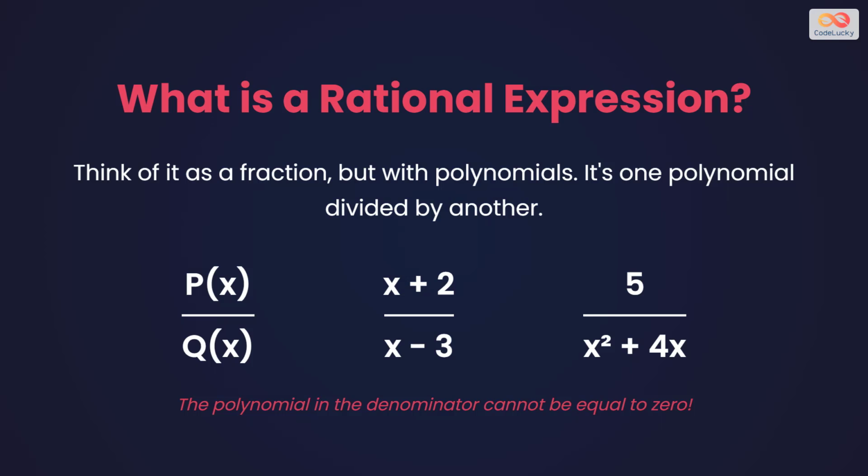First, what is a rational expression? You can simply think of it like a fraction that has polynomials in the numerator and denominator. For example, you could have x plus 2 divided by x minus 3. A very important rule to remember is that the polynomial in the denominator can never be equal to 0, because division by 0 is undefined.